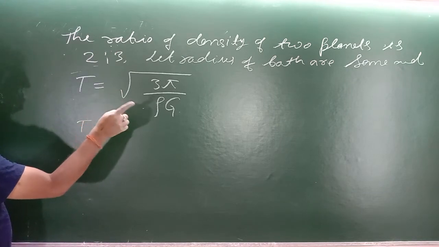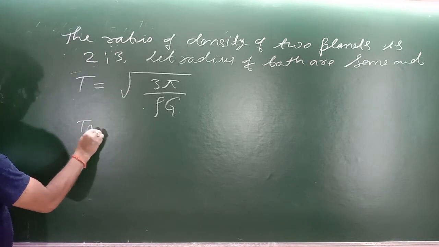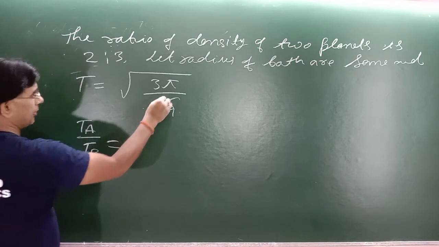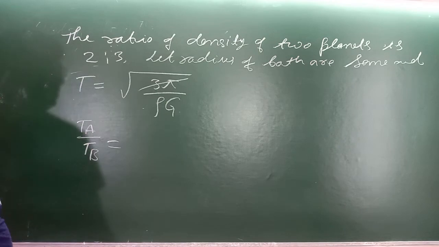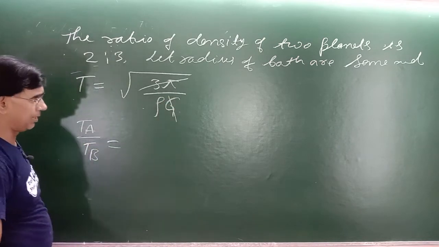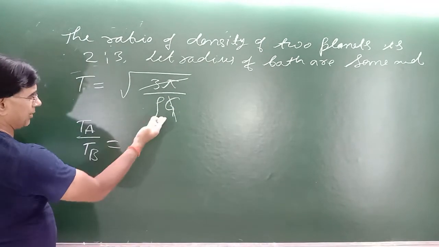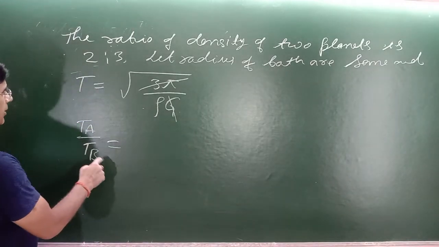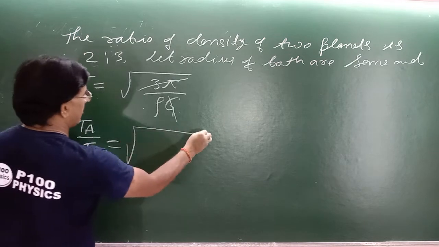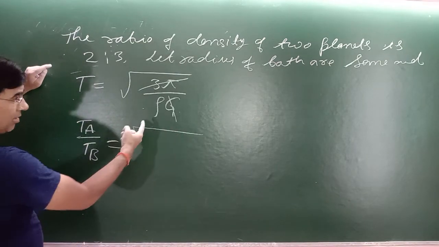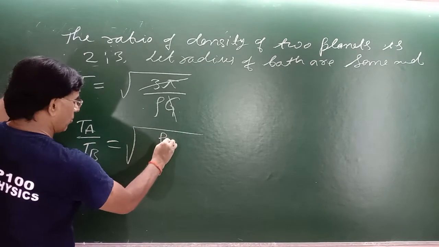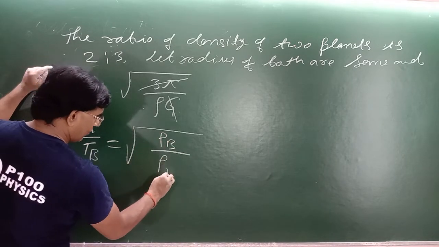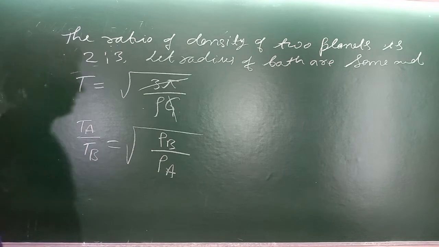Let us consider there are two planets, A and B. Time period of A upon time period of B: 3π and 3π cancel already, G will be the same so G cancels by G. So T_A by T_B will be equal to, since T is inversely proportional to ρ under root, ρ_B upon ρ_A. Yes, fantastic. This is a very simple question.